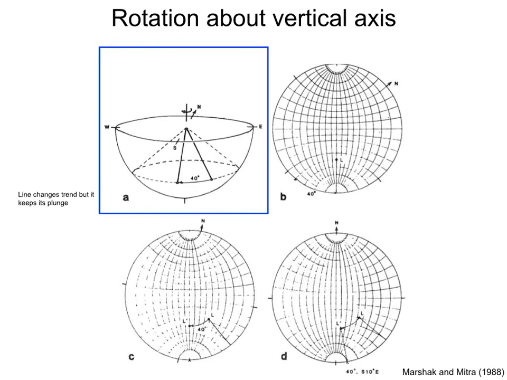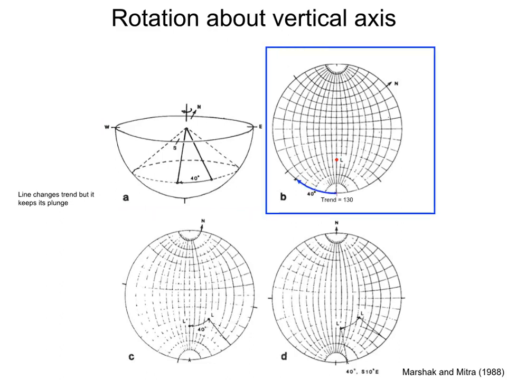In this case, we are rotating a line clockwise 40 degrees. Note that the line changes in trend but not in plunge. Figure B shows the line, L, on the StereoNet. The line has trend 130 and plunge 40.